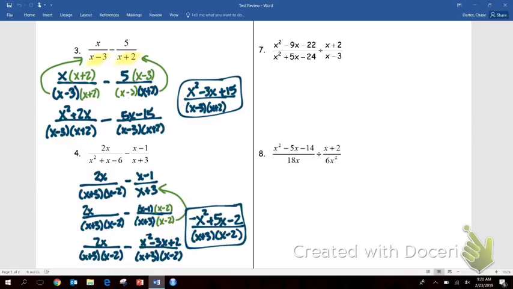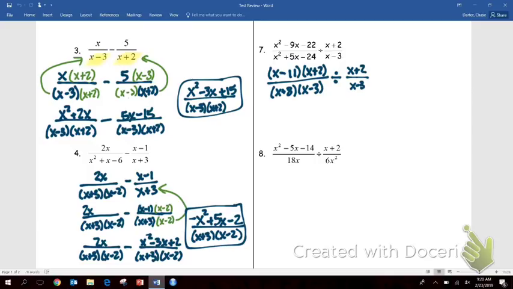Okay, division. Division, we factor everything we can. So this top, we have x minus 11. No, we don't. Yeah, we do. x minus 11, x plus 2 over x plus 8, x minus 3. Sorry, I'm trying to factor quick. Divided by x plus 2, x minus 3.